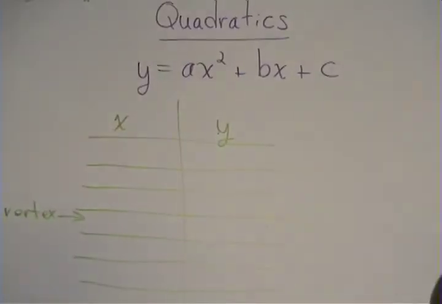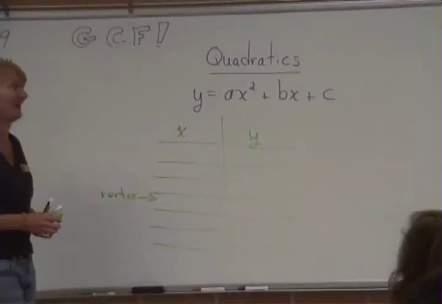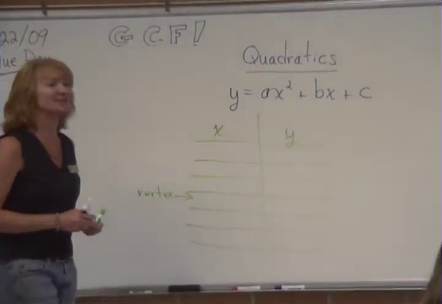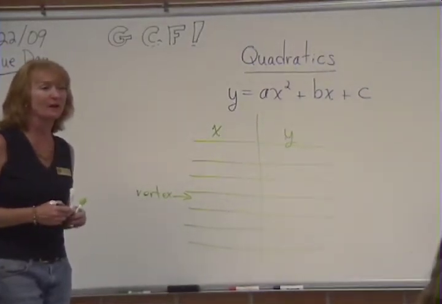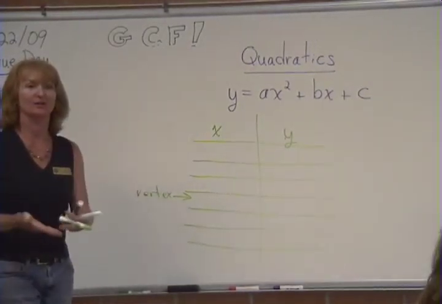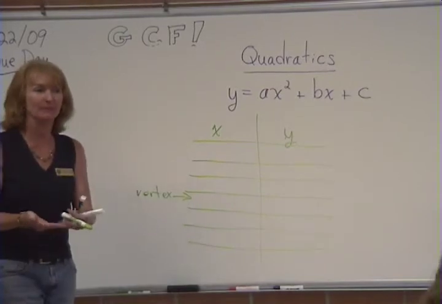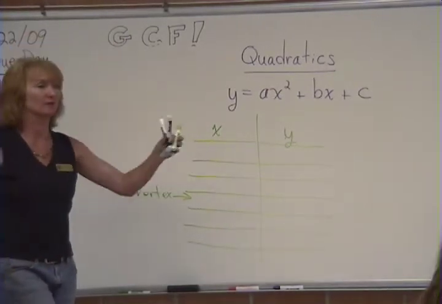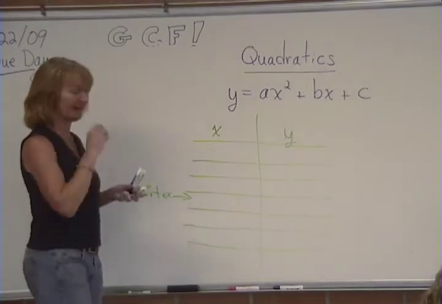Don't forget that the vertex goes in the middle. You can't forget that one. The vertex goes in the middle because it's the middle of your parabola. A parabola is symmetrical, so the vertex is in the middle, whether it's at the minimum or at the maximum, whether you're throwing the ball up and seeing how high it's going to get.